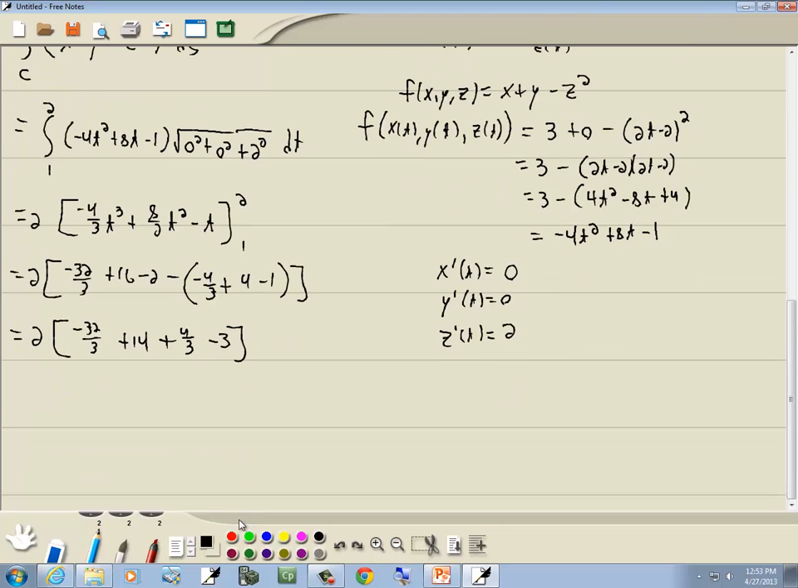Okay, so that gives us 2 times negative 32 over 3 plus 4 over 3 gives us negative 28 over 3. 14 minus 3 is 11. 11 times 3 is 33. Minus 28 gives us 5 thirds. Assuming I didn't make a basic math error, which gives us 10 thirds. So let me write that down. That's our second segment.